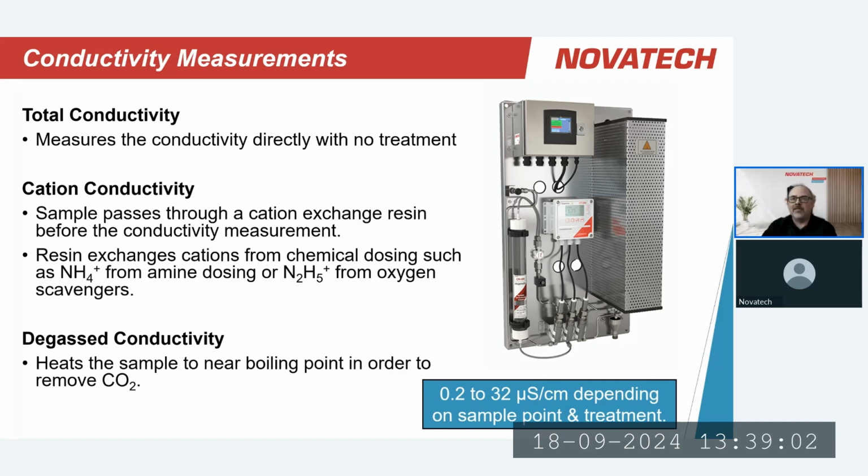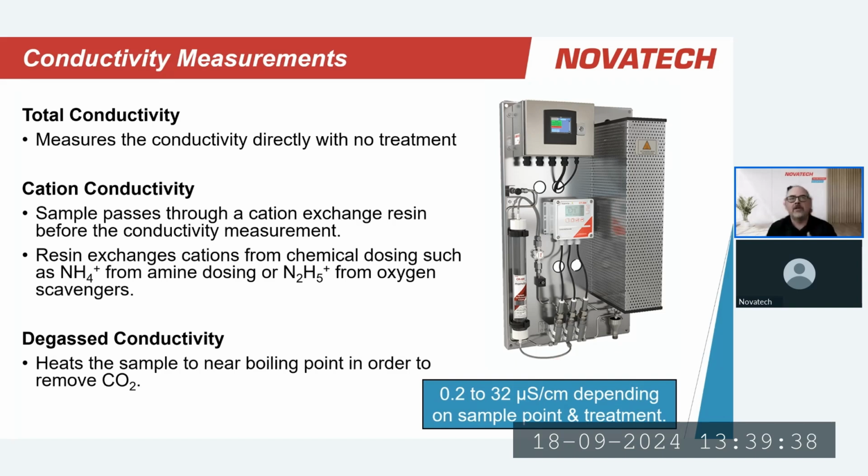So it's the most common measurement that is done, and more often than not, what you will see is total and cation conductivity done together on the same instrument. So you'd have an instrument where you have the sample flowing through a flow chamber going to one conductivity sensor that does the total conductivity reading. From there, it flows through the resin and then onto the second sensor that takes a cation conductivity reading. So you get both measurements simultaneously at all times. The third one, and it's less common, and I touched on it earlier, is degassed conductivity.